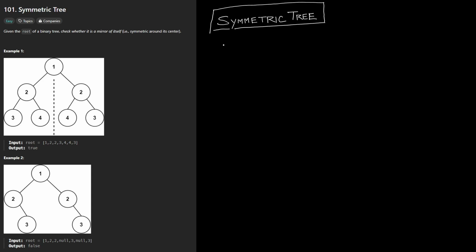Hi everyone. In the given problem statement, we have to find symmetric tree. Given the root of a binary tree, we have to check whether it's a mirror image of itself. Let us take this example.